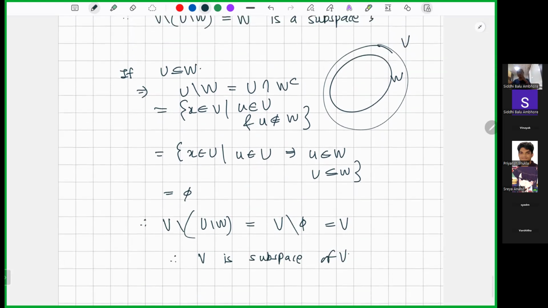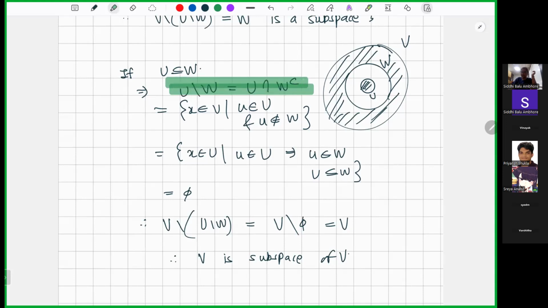So I hope you understood this. This is my W and this is my U, and I'm taking U intersection W complement. This is my U and W complement is this. So definitely the intersection is the empty set. Is this clear? Is this statement clear, that U minus W is U intersection W complement? And in this case, since U is contained in W, this is the empty set.